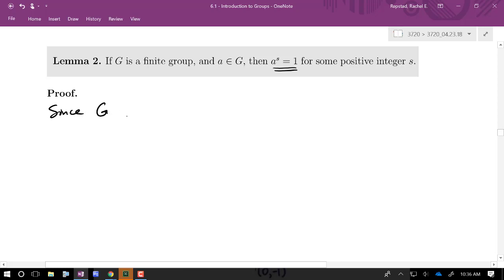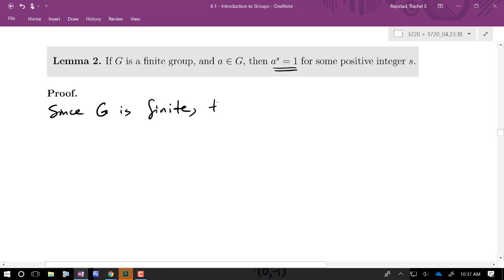We're first going to appeal to the fact that G is a finite group. There are only finitely many elements in G. Now think about generating elements, taking the single element A that's in the group and multiplying it by itself: A times A, A squared, A cubed, A to the 4th, A to the 5th. We're just going to keep doing that forever. I could generate as many elements as I want. But if G is a finite group, that means eventually I'll replicate some.